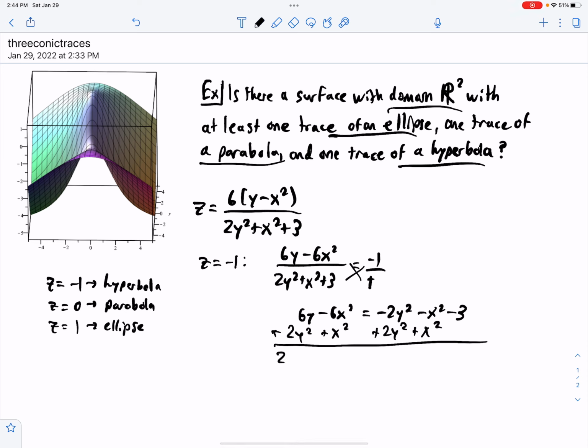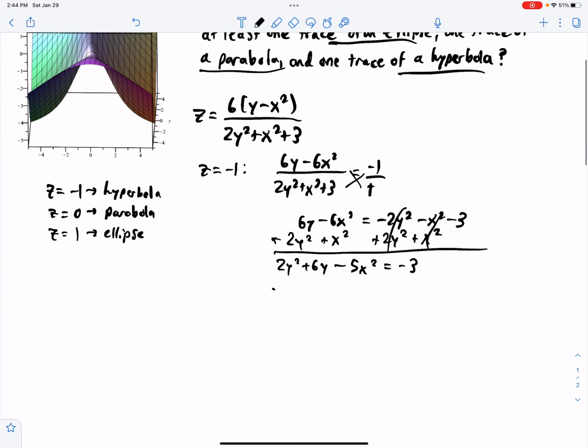And we're going to have 2y squared plus 6y minus 5x squared equals -3. Which, if we want to be really thorough here, we can even make it 2 times the quantity y squared plus 3y, minus x squared over 1/5, equals -3.